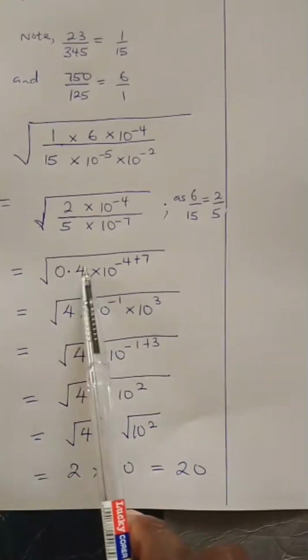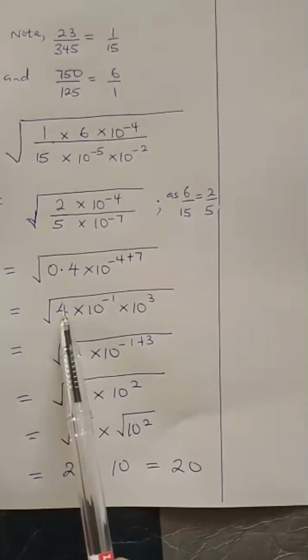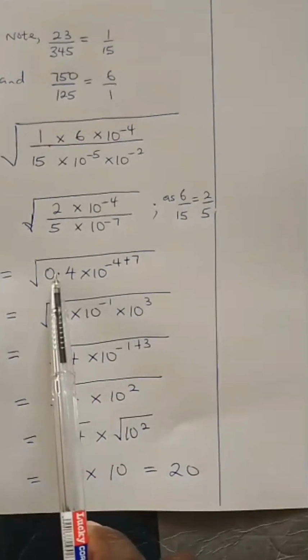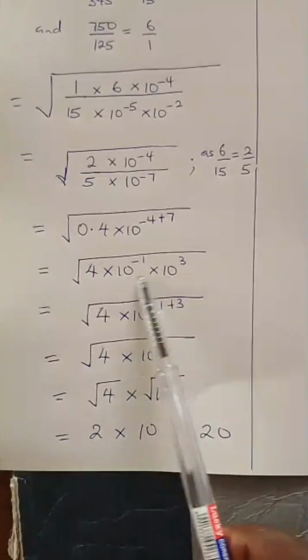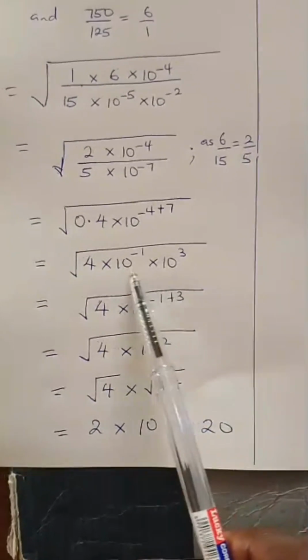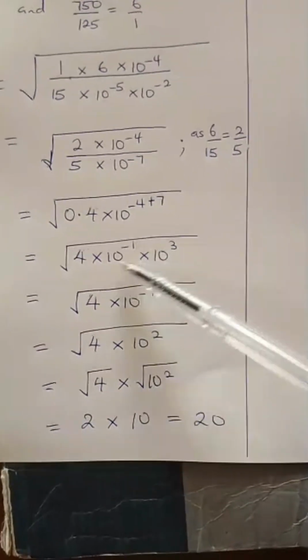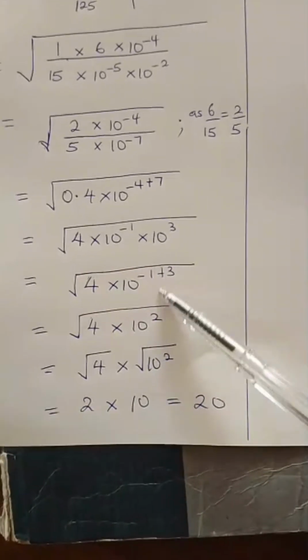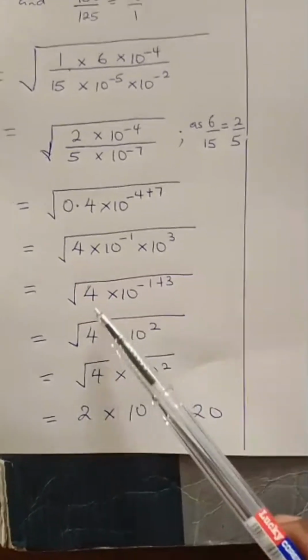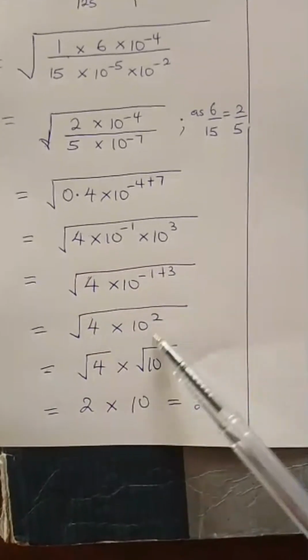Because by the time we turn 0.4 to 4, we have to compensate, so 4 times 10 to the power minus 1 is 0.4. So we have minus 1 plus 3, because we are multiplying. Law of indices, when you have the multiplication law, you just add the powers. So minus 1 plus 3 gives you plus 2. Remember, you already have 4 here. So 4 times 10 raised to the power 2.